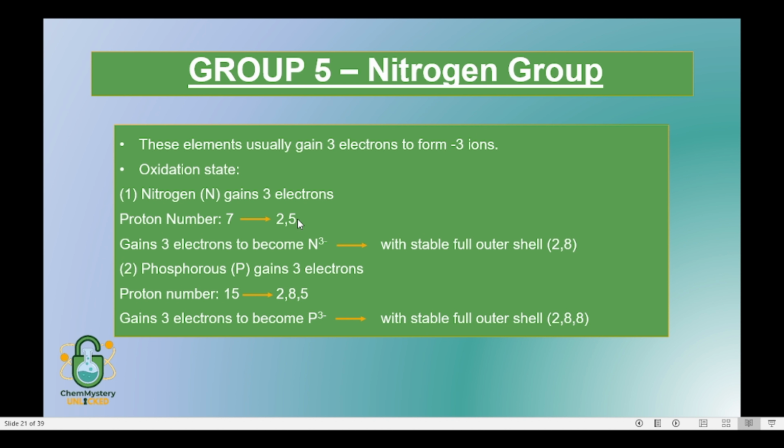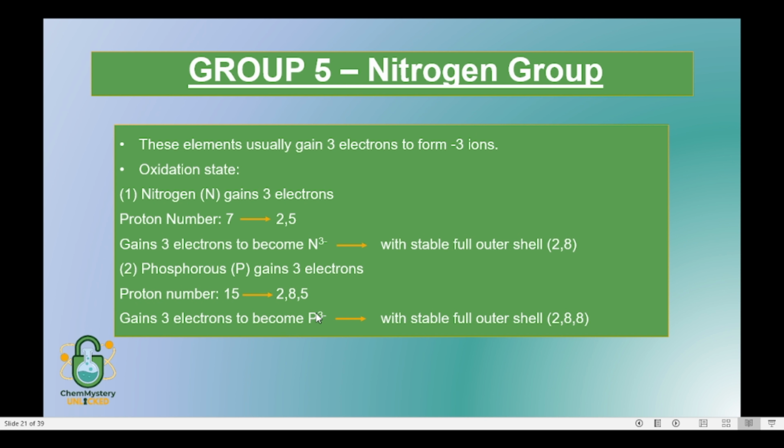Proton number is 15. So electronic configuration is 2 electrons in the first shell, 8 electrons in the second shell, and now 5 electrons in the remaining third shell. So it can also lose 5 electrons or gain 3 electrons. Which thing is easier? Gaining 3 electrons is easier. So it gains 3 electrons to become phosphorus with a charge of 3 minus.